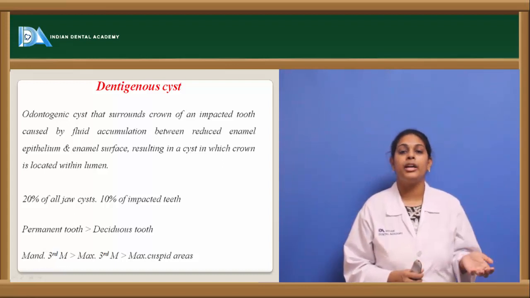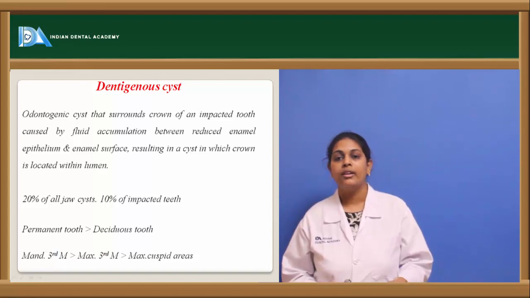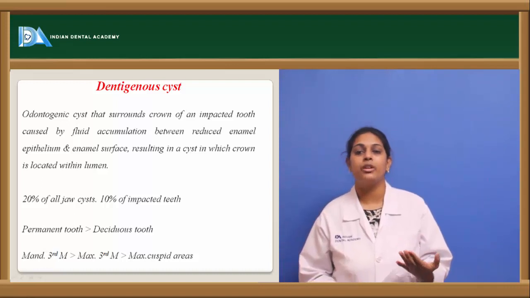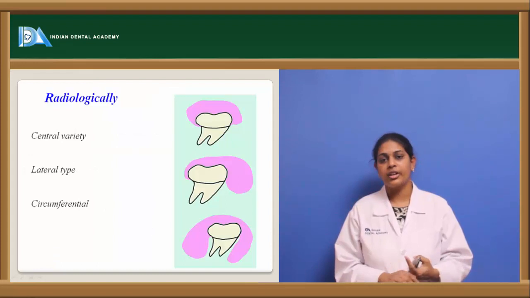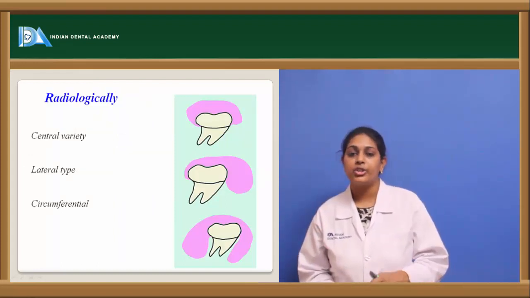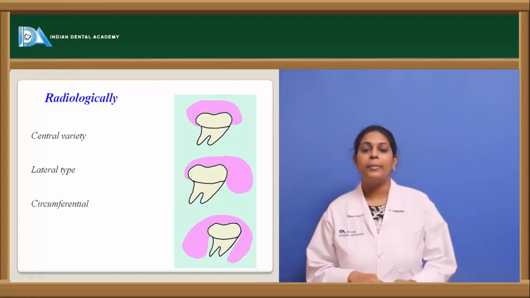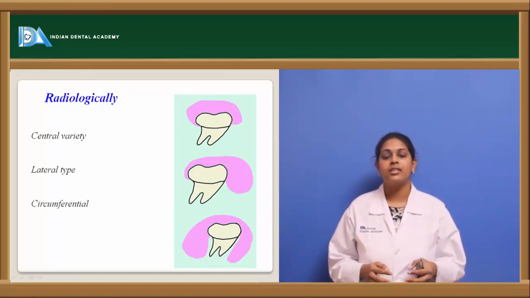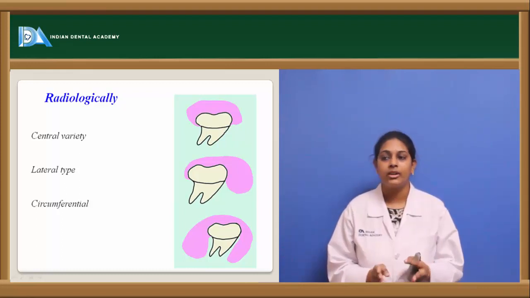The teeth most commonly involved here are the mandibular third molar teeth, followed by the maxillary third molar, then the maxillary cuspid teeth. These are the teeth most commonly involved. Coming to the radiological features, upon radiological examination, the dentigerous cyst could be of the central variety, that is, the radiolucency accompanies only the crown, which helps us in identifying the cyst, meaning the cyst is accompanied only with the center of the tooth. So this is known as the central variety.